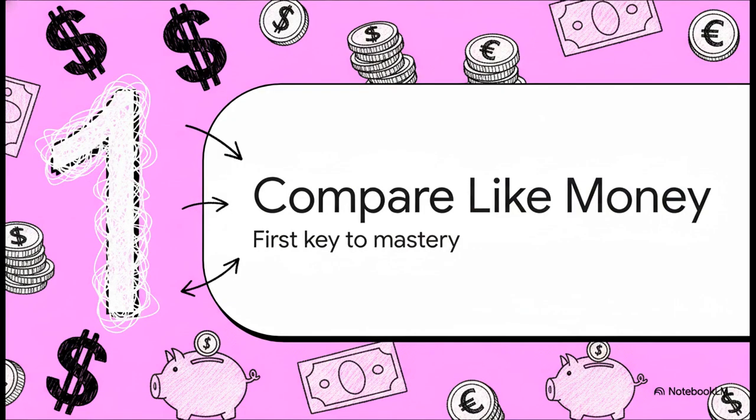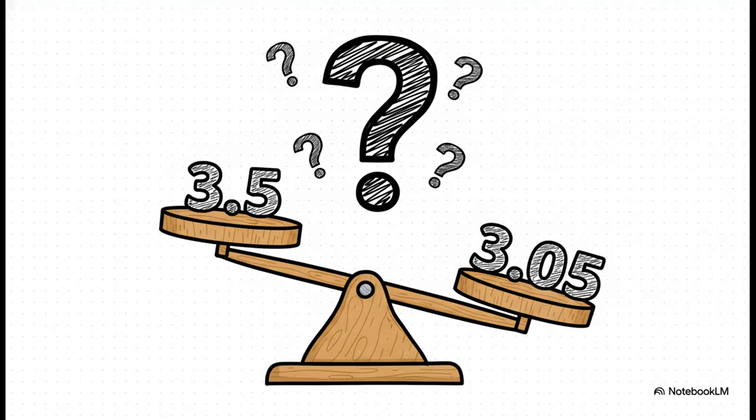Okay, so first up, let's talk about comparing decimals. And the secret here is to think about something we all get, something we handle every single day: money. So, have a look at these two numbers, 3.5 and 3.05. Now, be honest, for a split second, that '05 kinda makes you think the second number is bigger, doesn't it? It's a super common mistake, but there's an easy fix.